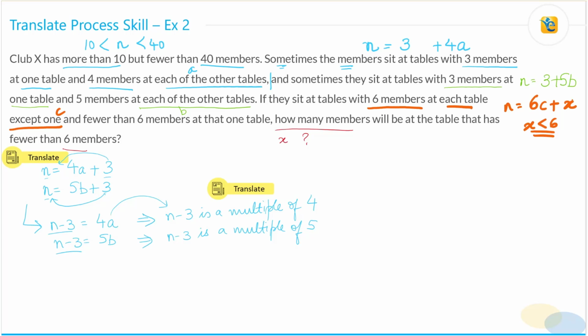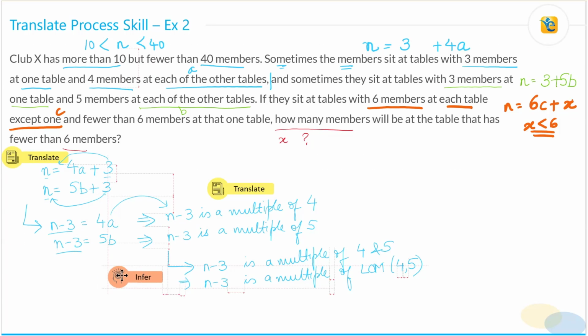Now if n minus 3 is a multiple of 4, and n minus 3 is also a multiple of 5, then what does this mean? This means that n minus 3 is a multiple of 4 and 5, which means that n minus 3 is a multiple of the LCM of 4 and 5. All right, so what am I doing here? I'm actually inferring this information over here.